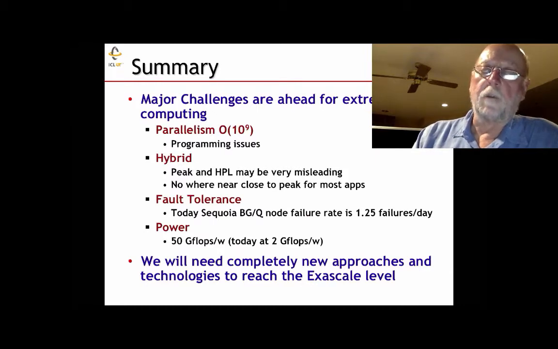And this issue about power consumption is really a first-class citizen in terms of the design and use of our machines. And it's really an exciting time to be involved in high-performance computing. There are many challenges ahead for us and many research issues that have to be explored in order to overcome the challenges that we have.